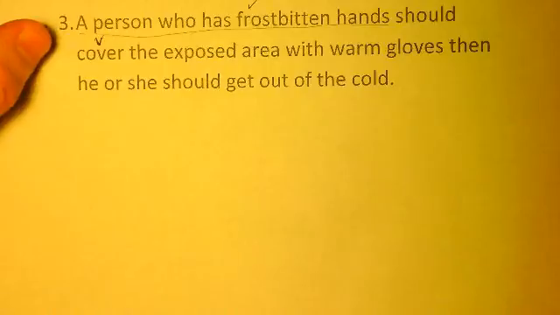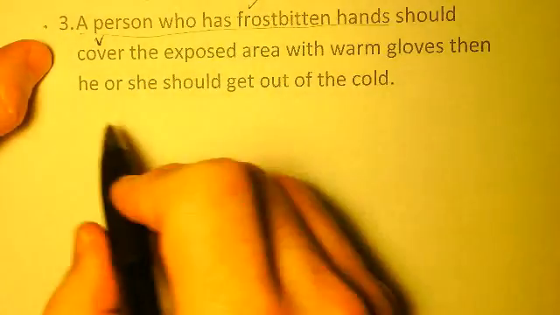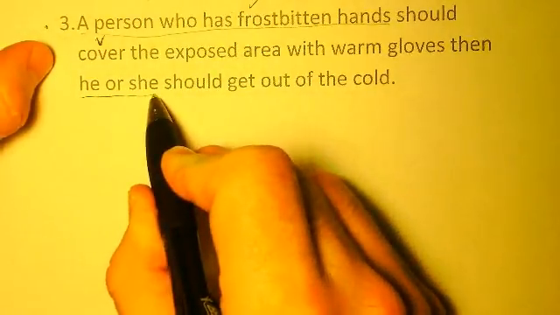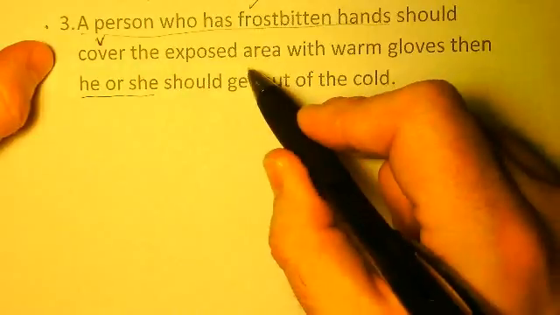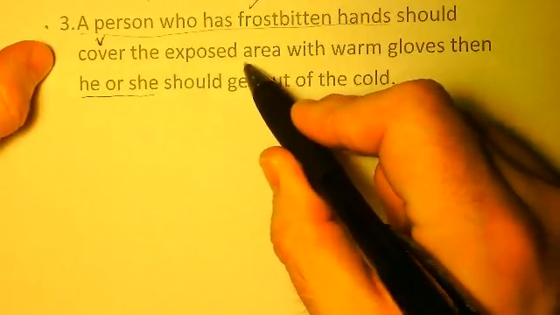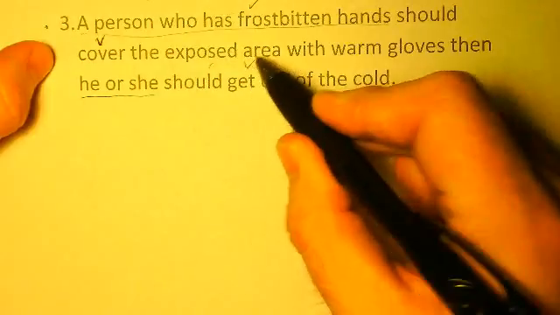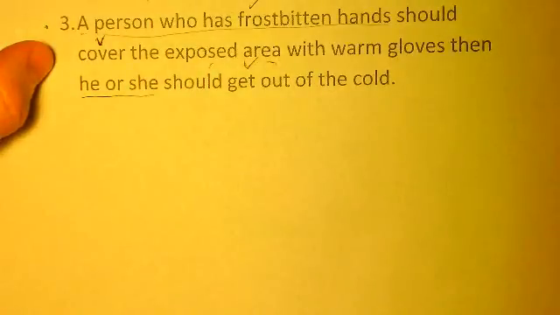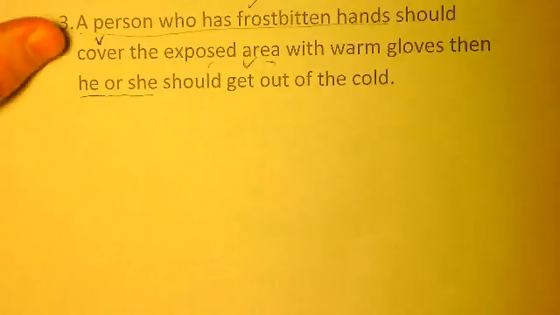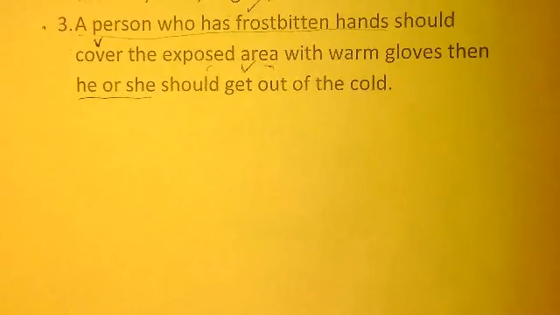Okay, then he or she should get out of the cold. Well, it looks like I got another thing going on right here, he or she, and then I got another verb situation going on. So should get out. Little verb phrase going on, should get out. So it looks like I got two sentences. Take a second and fix that for me. What do I need to do? Where do I need to do it?